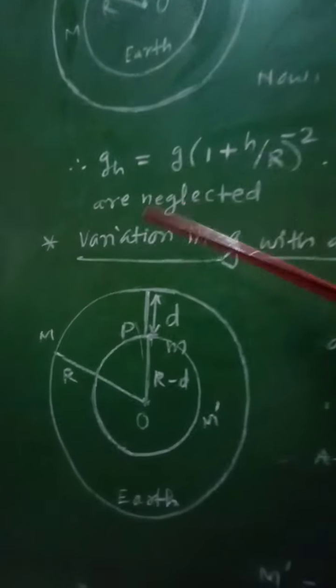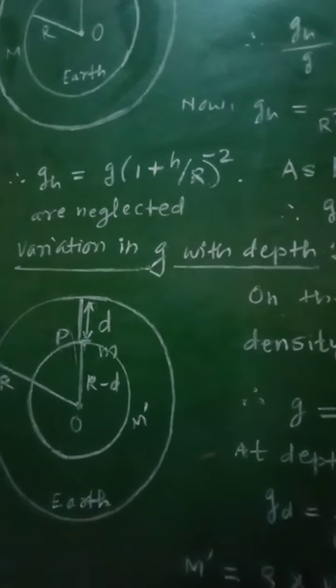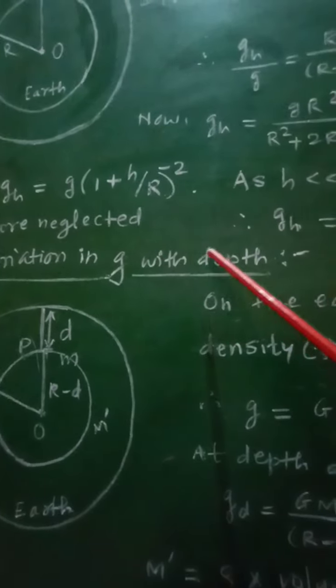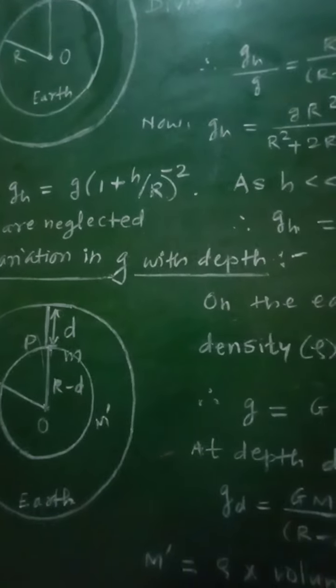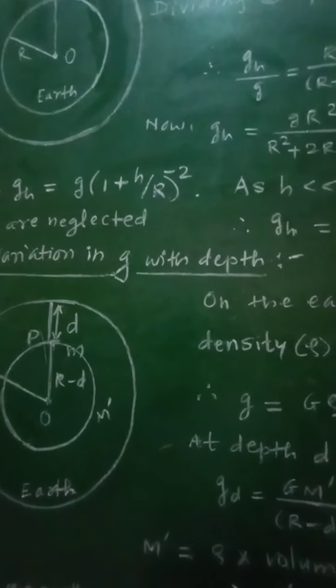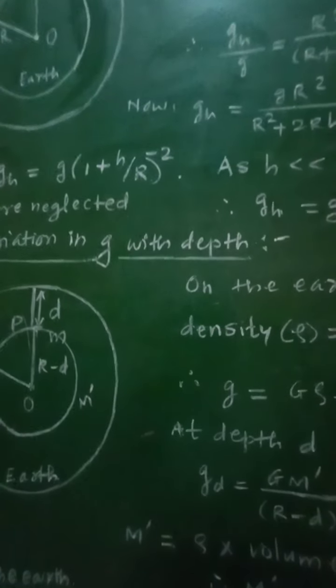Now let us see the variation in g with depth, the variation in the value of acceleration due to gravity with depth. So depth will be nothing but it will be also height, but it will be below the Earth's surface, that is inside the Earth. That will be the depth.